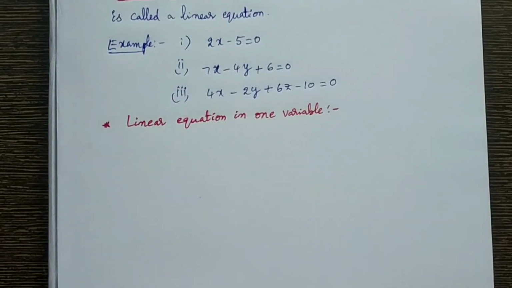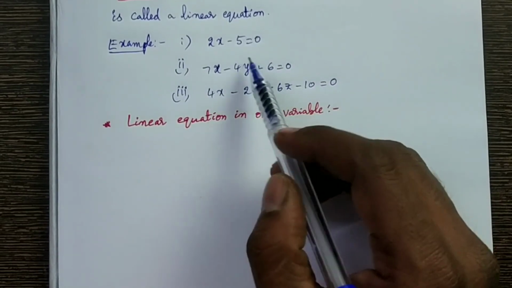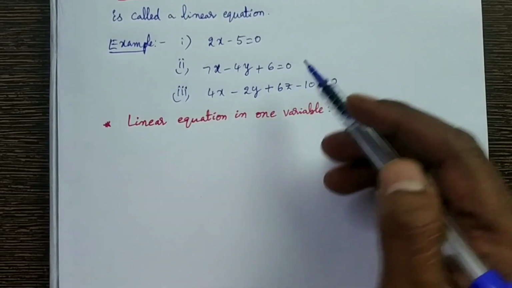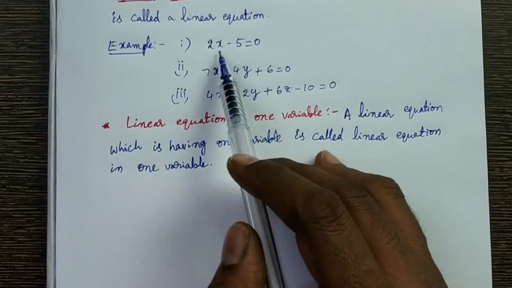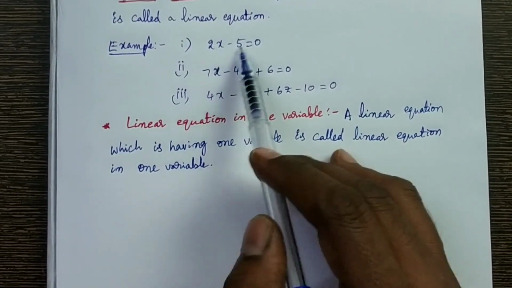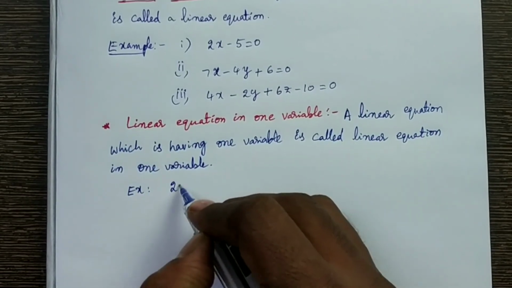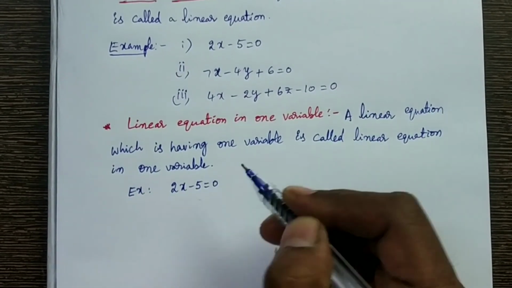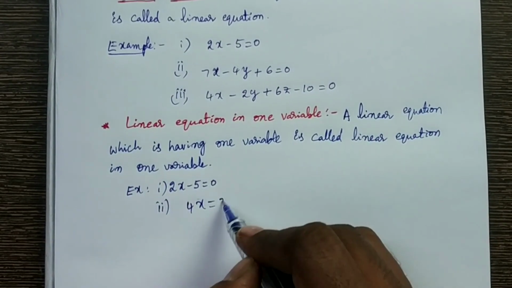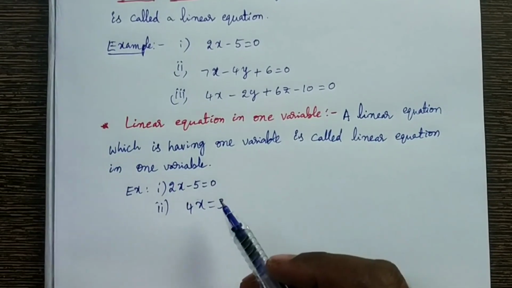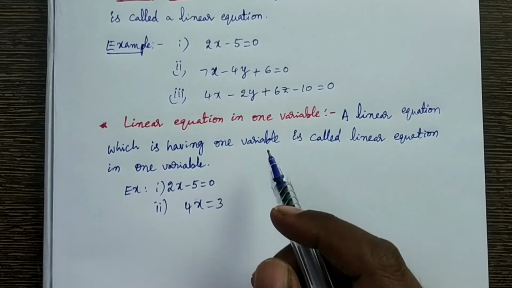Next, linear equation in one variable. What is meant by linear equation in one variable? A linear equation which is having only one variable is called a linear equation in one variable. Observe the above examples. This is the linear equation which is having one variable. Example: 2x minus 5 is equal to 0, or 4x is equal to 3. This is also a linear equation in one variable. A linear equation in one variable is also called a simple equation.